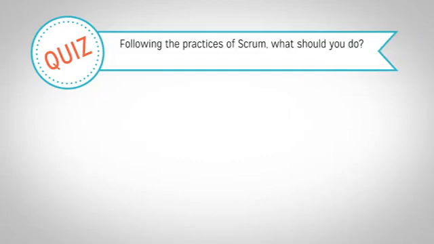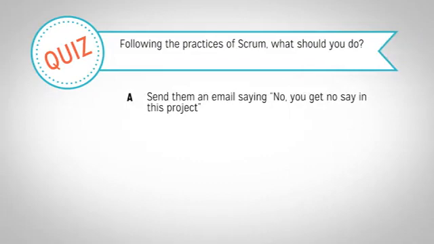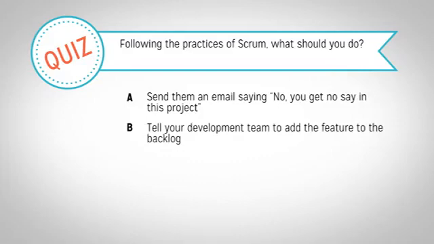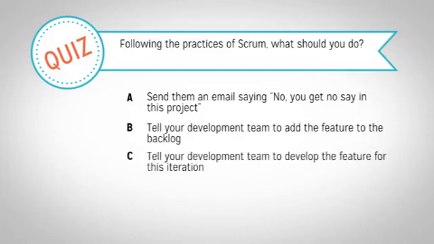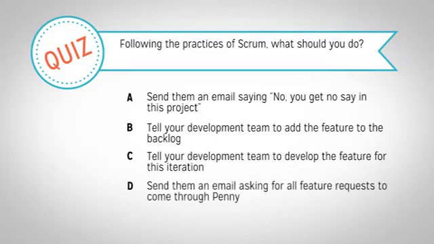Following the practices of Scrum, what should you do? A. Send them an email back saying, no, you get no say in this project. B. Tell your development team to add the feature to the backlog. C. Tell your development team to develop the feature for this iteration. Or D. Send them back an email asking for all feature requests to come through Penny.